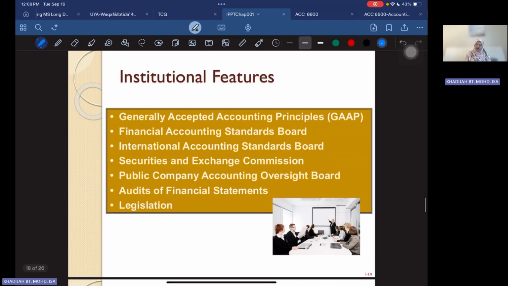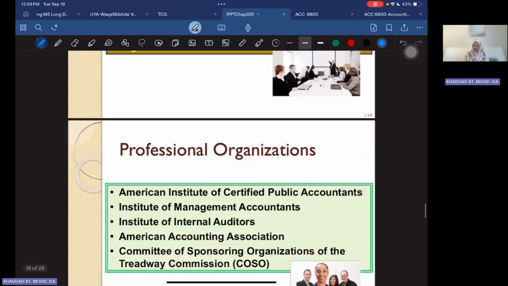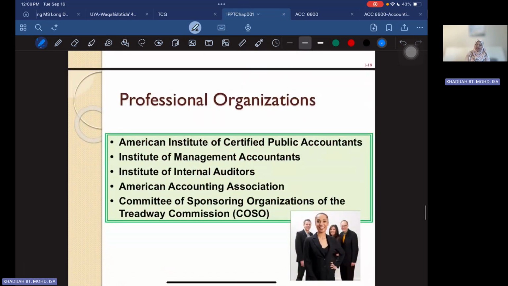We also have the generally accepted accounting principles. We have the Financial Accounting Standards Board. For example, in Malaysia, we also have the Malaysian Accounting Standards Board, MASB. We have International Accounting Standards, all right? Securities and Exchange Commission. We have the Public Company Accounting Oversight Board and audits of financial statements. And there are many legislations that they have to follow, right? Because accounting again is highly regulated, right? So these are the professional organizations, but again, this one is in the United States.